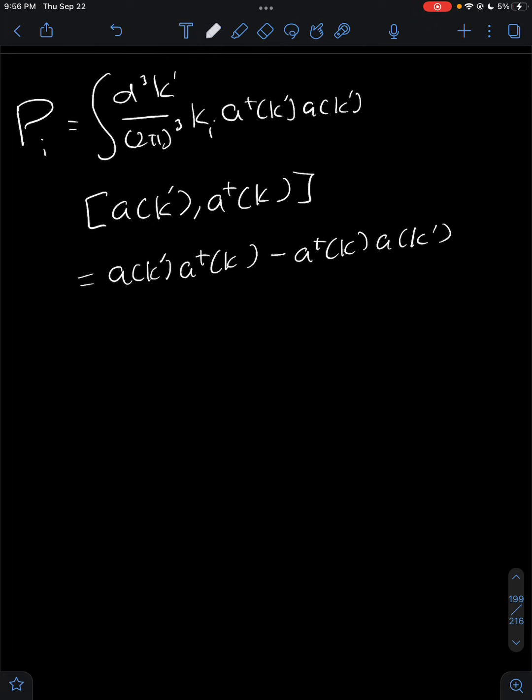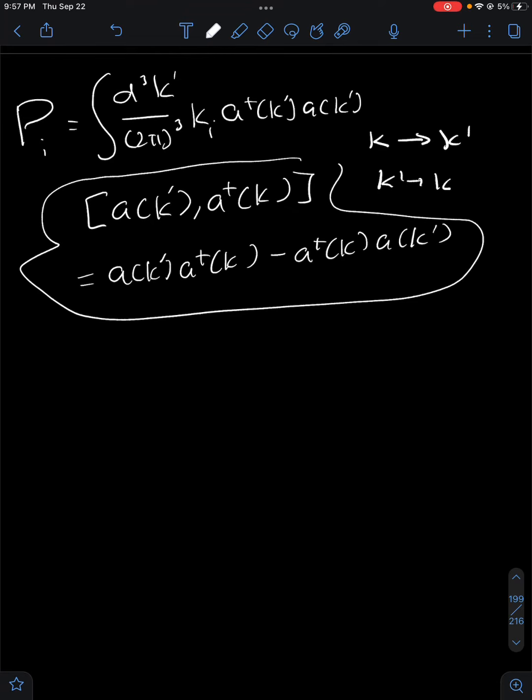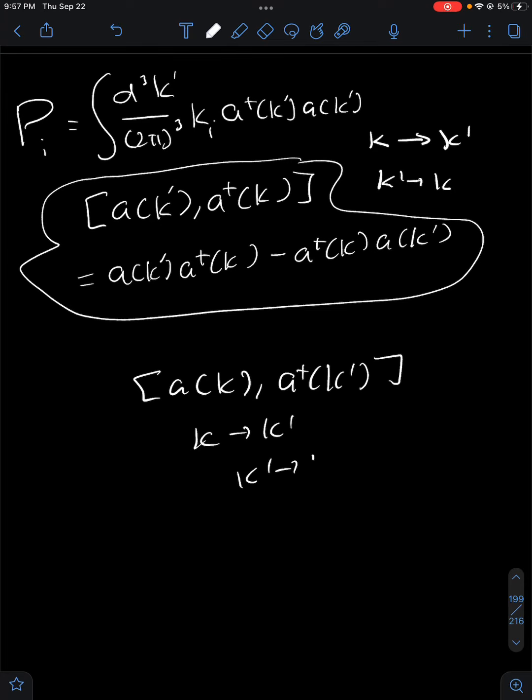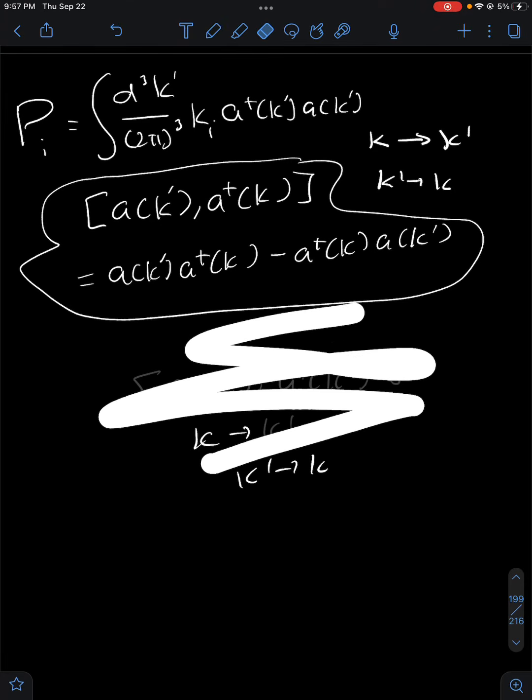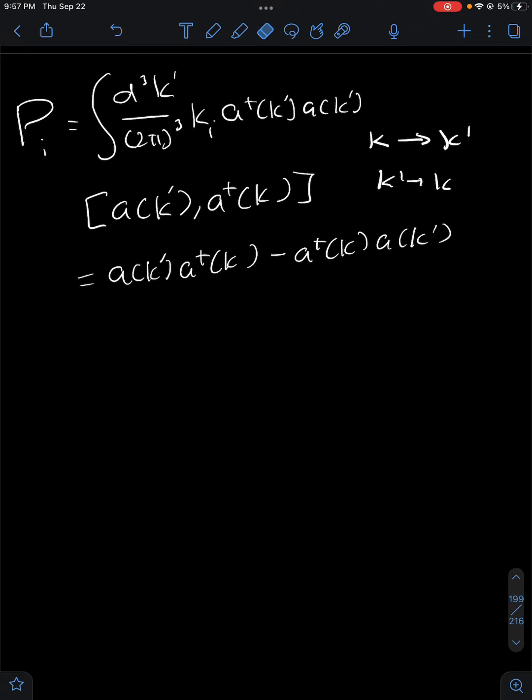So first of all, what we've done here is we've just relabeled k to k prime, basically. And you'll see why we actually chose to do this. We're able to relabel things as long as we're consistent, so we changed k to k prime, and then k prime to k. That changes the commutation relation to this over here. Before it was A of k and A conjugate k prime, but we just changed k to k prime and k prime to k. So here is our new and improved momentum operator.